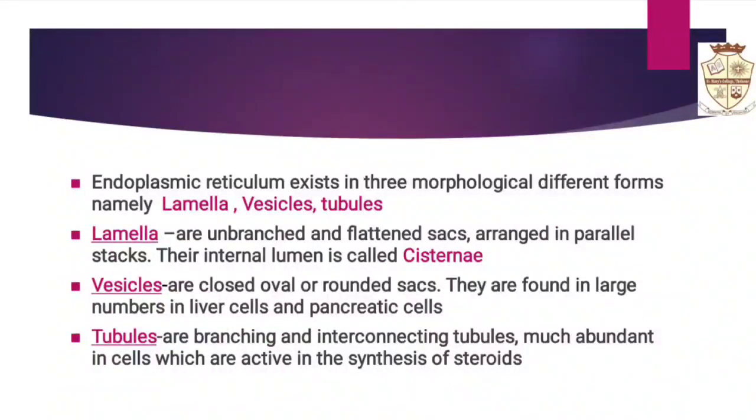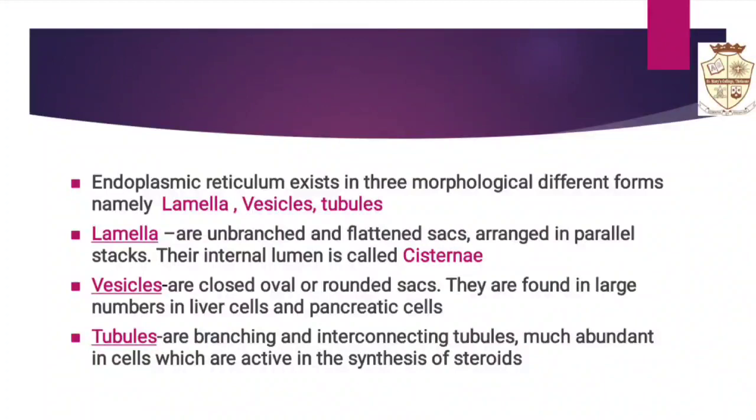Lamellae are unbranched and flattened sacs, arranged in parallel stacks, and their internal lumen is called cisterna. Vesicles. Vesicles are closed oval or rounded sacs. They are found in large number in liver cells and pancreatic cells.